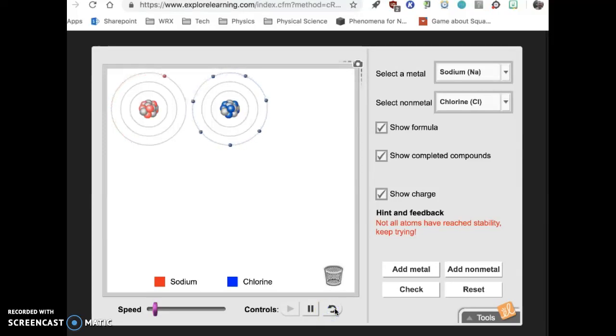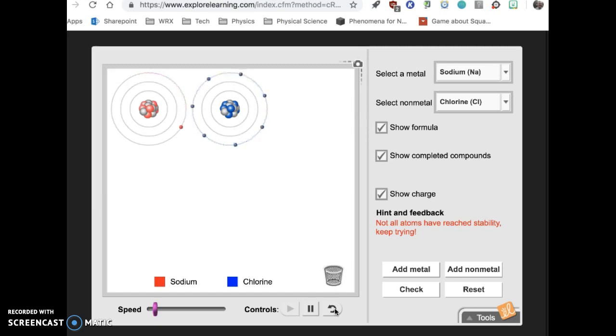All right, guys, this will be a supplement for both the Ionic Bond Gizmo and the Covalent Bond Gizmo. So if you are stuck on one of the parts of either of these gizmos, go ahead and check this video out. And hopefully it'll help you move along a little bit.